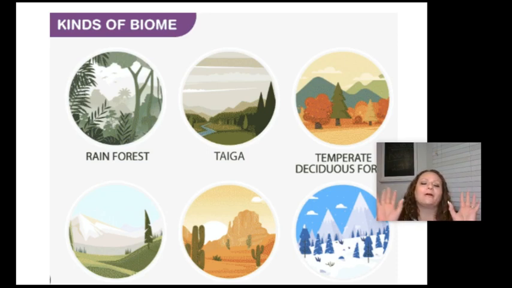Okay, here are the 6 main terrestrial biomes. Terrestrial just means on land, okay? We also are going to have marine, which is saltwater, and freshwater biomes as well. They're pretty self-explanatory. And I just have this so you can really just kind of see the difference.